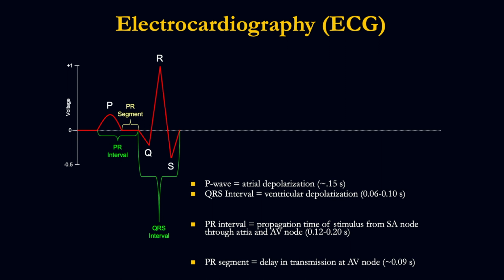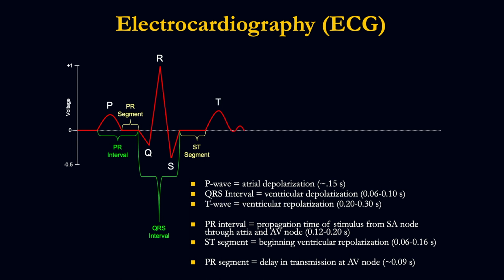We have the Q wave, which is a negative deflection here. We have the R wave, which is a positive deflection. And then we have the S wave, which is a negative deflection. This represents ventricular depolarization. This is followed by the ST segment, which is the beginning of ventricular repolarization, followed by the T wave. The T wave is the continuation of ventricular repolarization, and it's represented by a positive deflection.